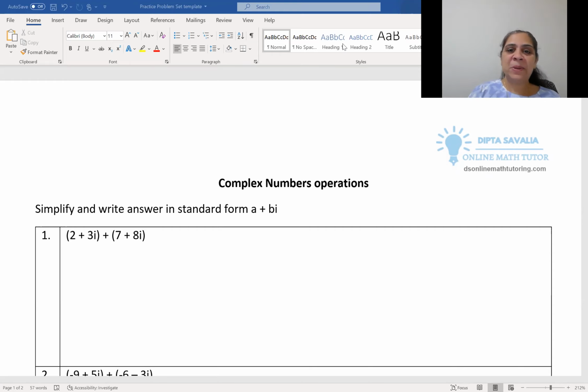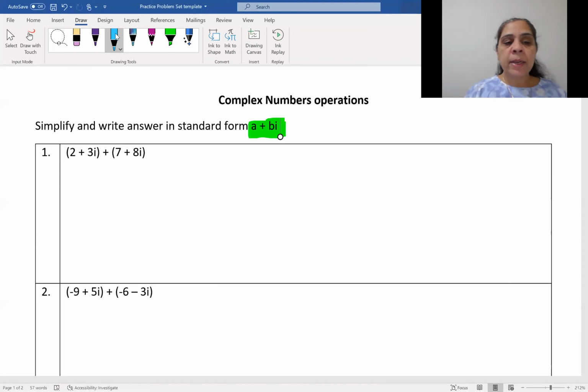So here we have examples. First example we have is: simplify and write answers in standard form. Always check what format of answer we are looking for, a plus bi. We will keep that in mind. So now we have addition, the addition of two complex numbers.